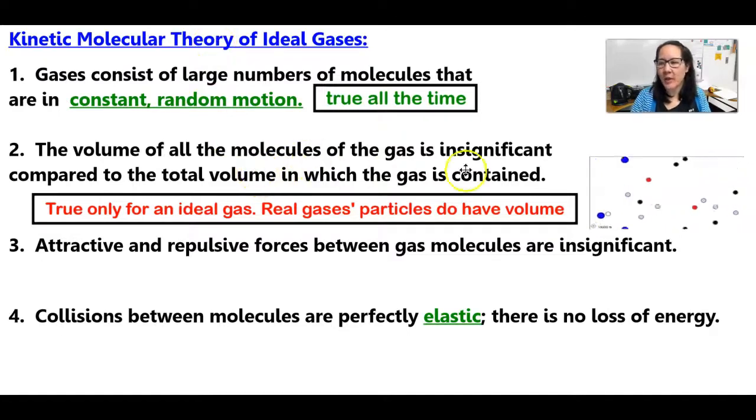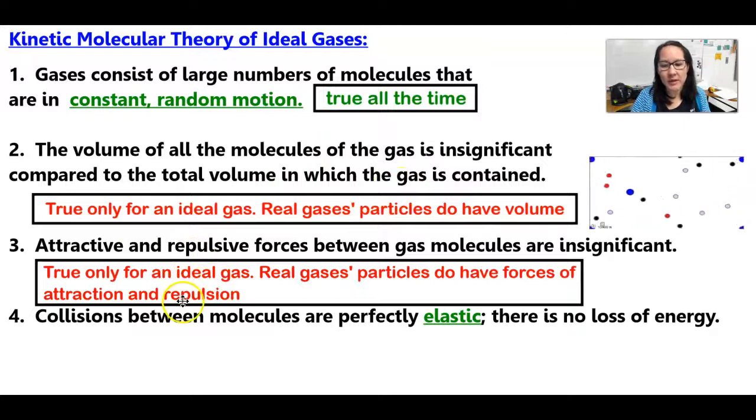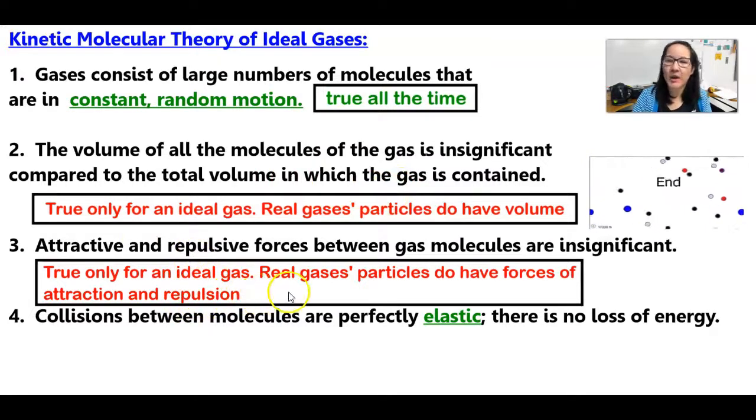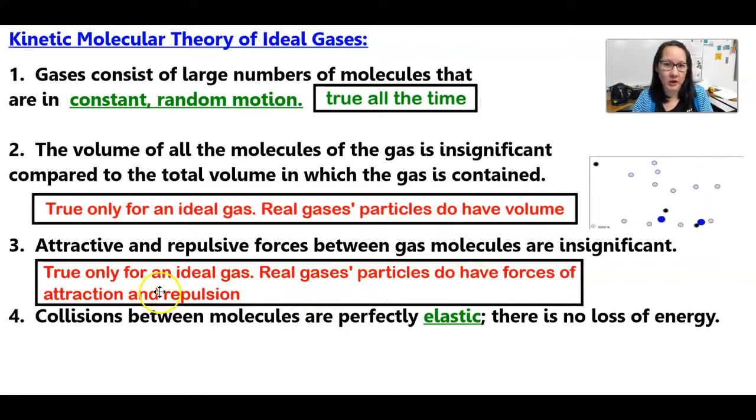Real gas particles do actually take up space themselves, but because they're so far apart from each other, that space is negligible and we don't worry about it. Number 3 is true only for an ideal gas as well, because real gas particles do have forces of attraction and repulsion. So number 2 and number 3 really only come into play at really low temperatures or really high pressures, where particles of gases are moving slowly enough, and are close enough in proximity to each other, to interact with one another.